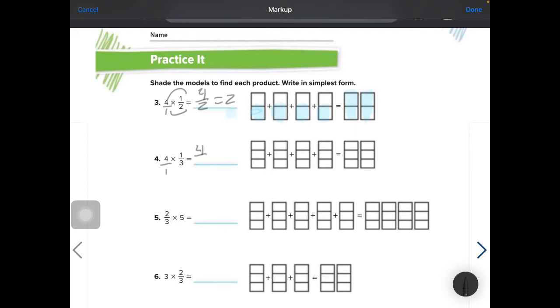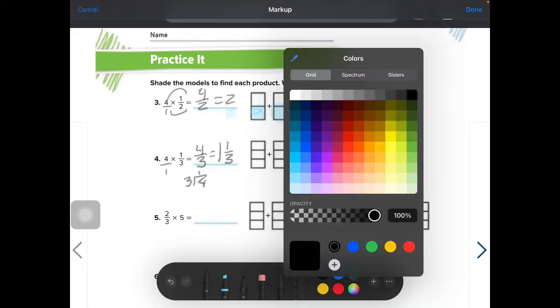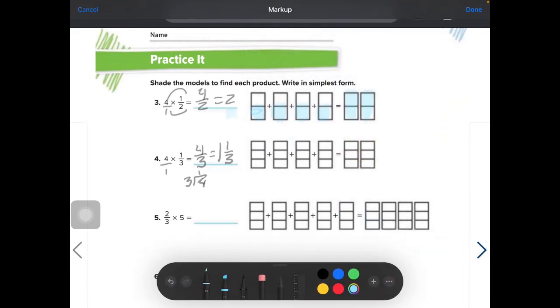Okay, number 4. I want you to go like this. So it's going to be 4 over 3. Now 3 will go into 4 one time, and there'll be 1 left over, and 3/3. 1 and 1/3 would be left over. So now we need to shade. So it's like repeated addition. So we have 4 sections that are going to have 1/3, 1/3, 1/3, and 1/3 colored. And then once we multiply them, we're going to have 1 full colored in and 1/3 colored in.